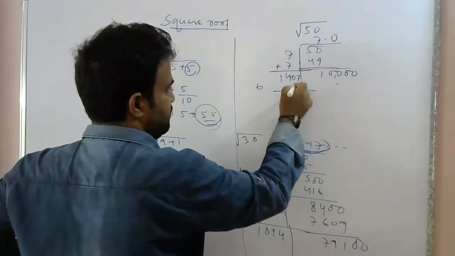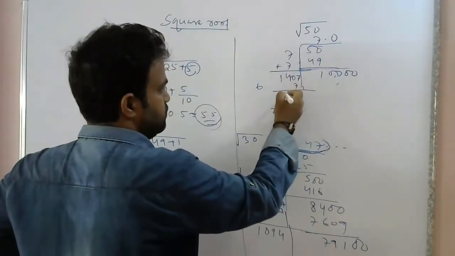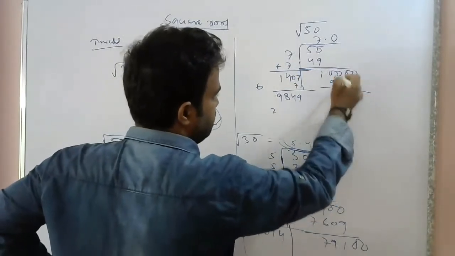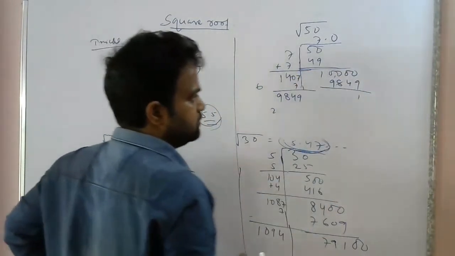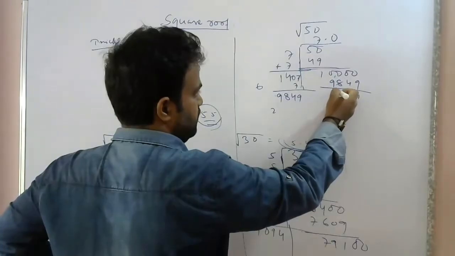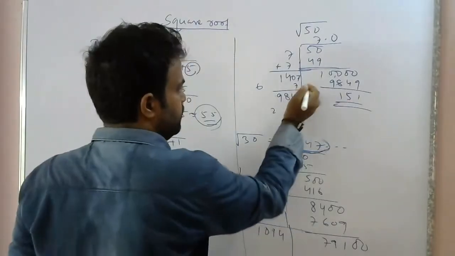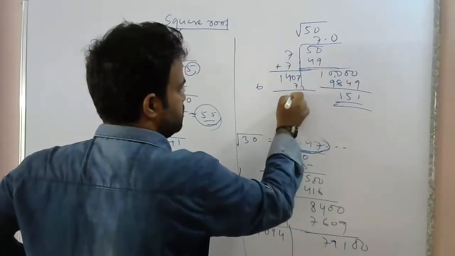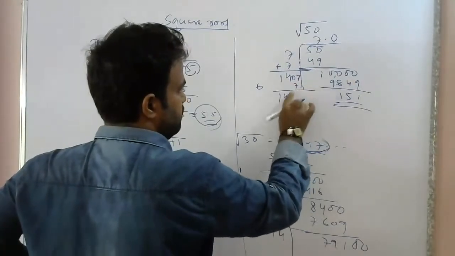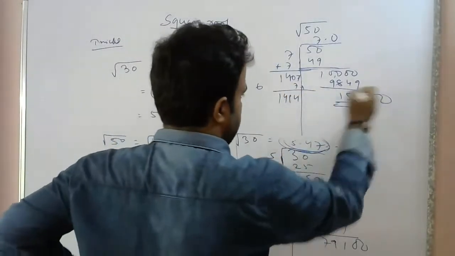7 7s are 49, 7 4s are 28, 2, 9. So 9 8 4 9 1. This is 9 minus 4, 5, 9 minus 8, 1. Okay, so 151. So next again you can do it. Okay, so this is 9041, 7714. Okay, now next step it will come again, 20 will come and you can do.